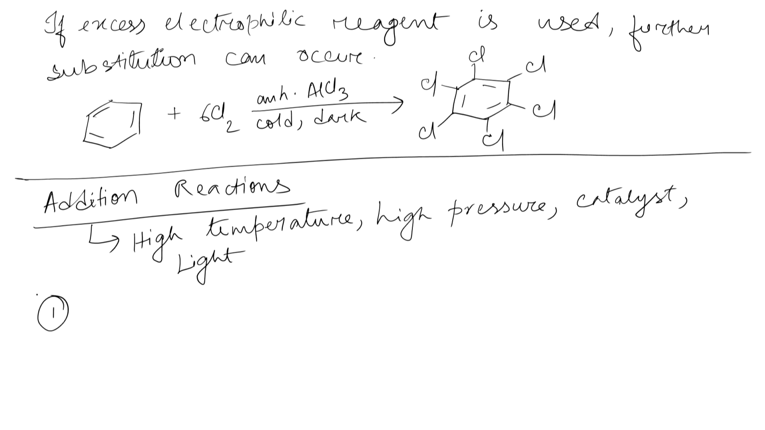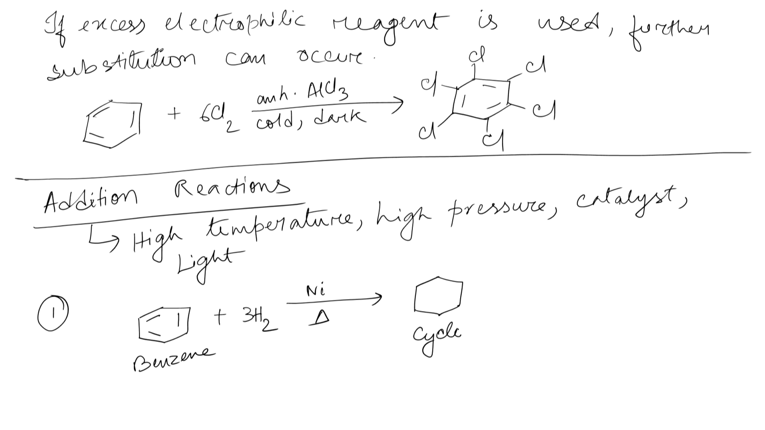So, the first example of addition reaction is hydrogenation. Okay. So, we have benzene and we add 3 hydrogen in the presence of nickel catalyst and heat. In this reaction, all the double bonds of benzene will be reduced. We had benzene. By catalytic hydrogenation of benzene, we get cyclohexane.